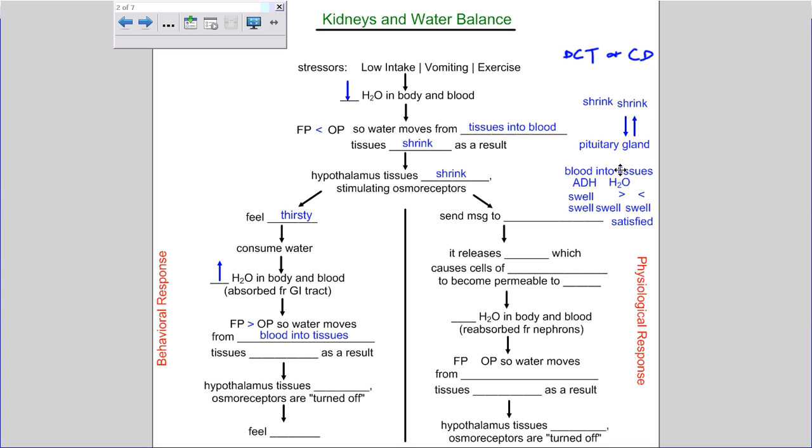So if it moves out into the tissues, then what's going to happen to the tissues? Are they going to shrink or are they going to swell? Right, they're going to swell back to normal at least. Okay, if all the tissues swell, then the hypothalamus is going to do that as well. So since it swells, the osmoreceptors will be turned off and you're going to feel satisfied. Very good.